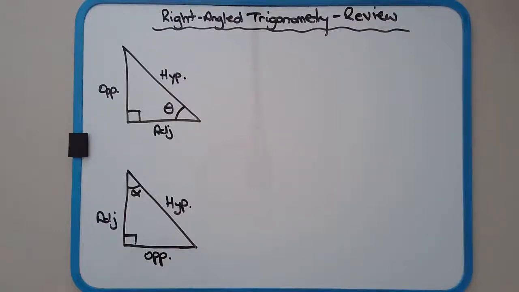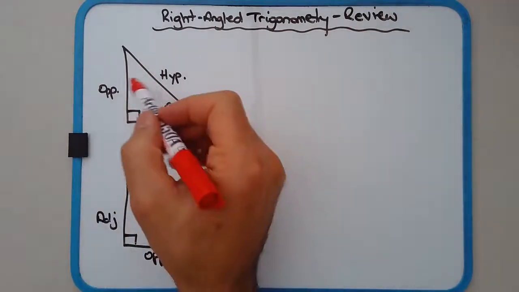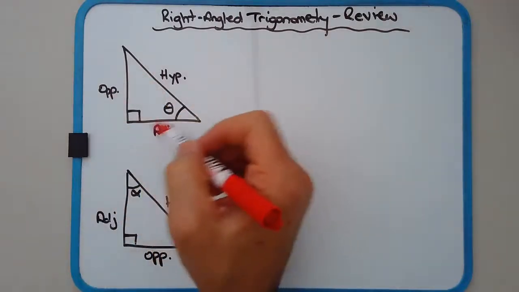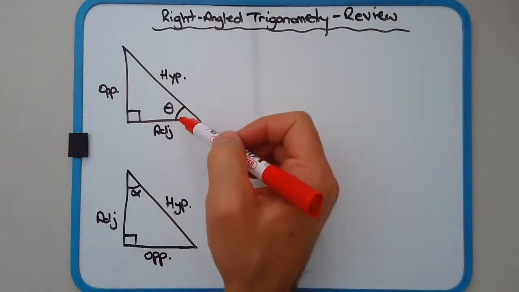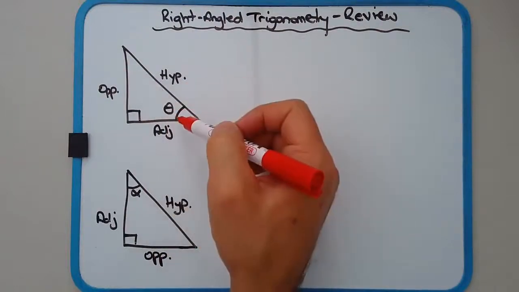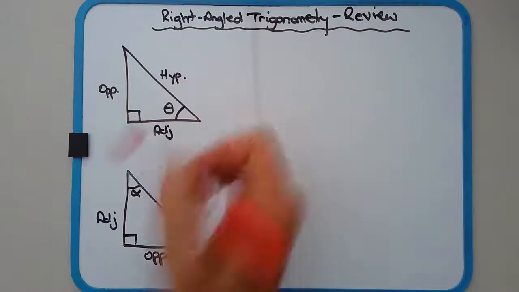This is a right angle trigonometry review video, and we're just going to go through the basics of trigonometry just for revision purposes. Recall that trigonometry relates ratios of sides of a right angle triangle to either of the two angles in a right angle triangle, obviously other than the right angle.